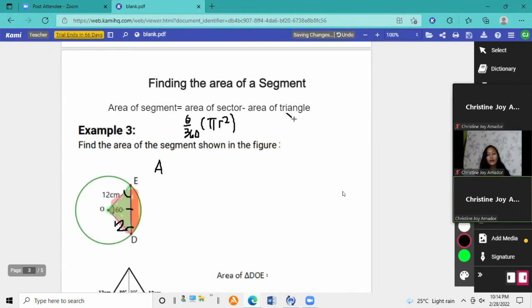And what is the formula in finding the area of a triangle? It is one-half times base times height. Now let us first find the area of a sector. Area of a sector is theta all over 360 times pi r squared. Now let us substitute the value of our theta. What's our theta? It is 60.